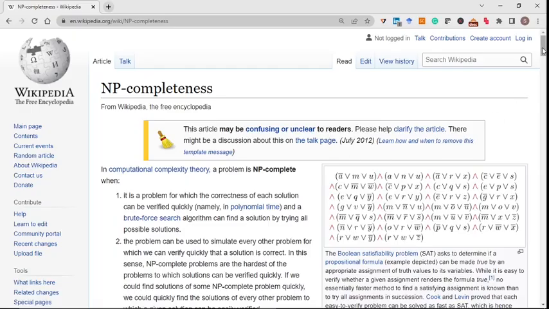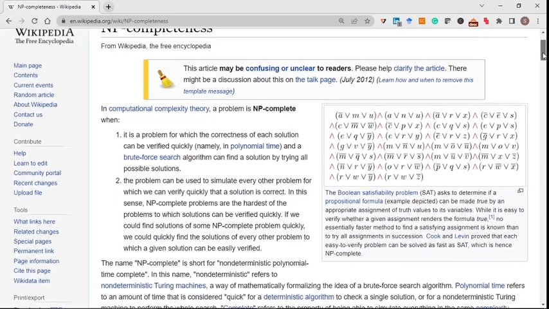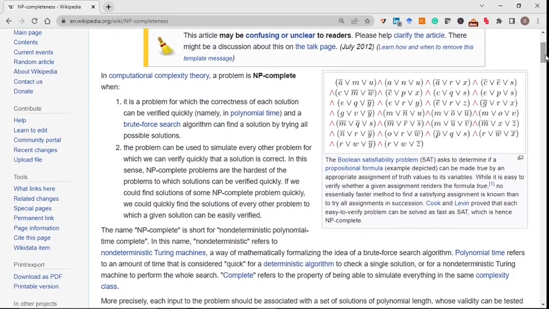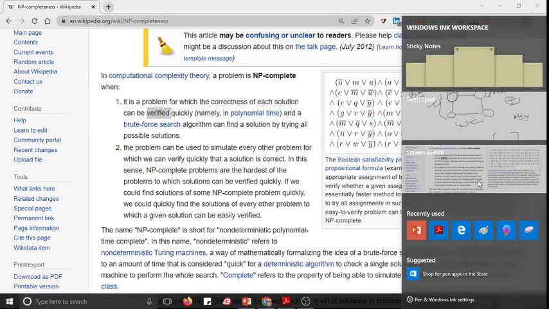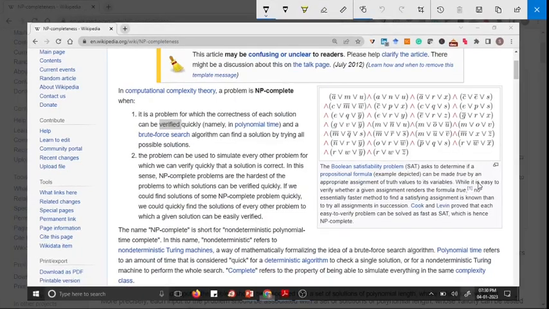So NP complete problem we have discussed. NP complete, NPC. So what is NPC? First of all, you are not able to solve it. So it is a problem for which correctness of each solution can be verified quickly. So here this verification term comes. Sometimes we use this verification term as certificate. This is nothing but a verification, meaning it's a certificate.